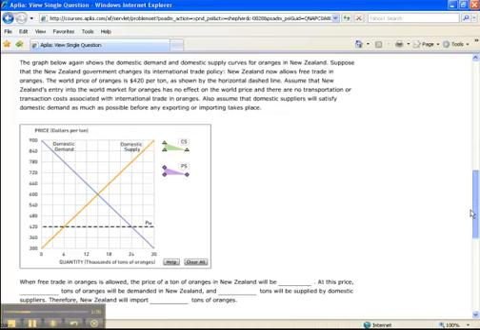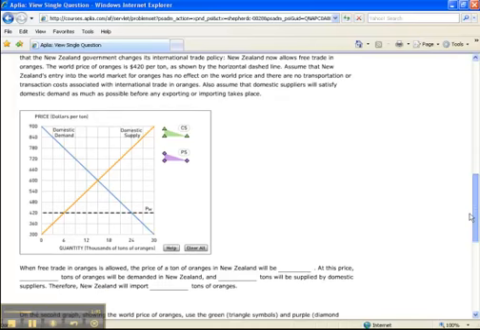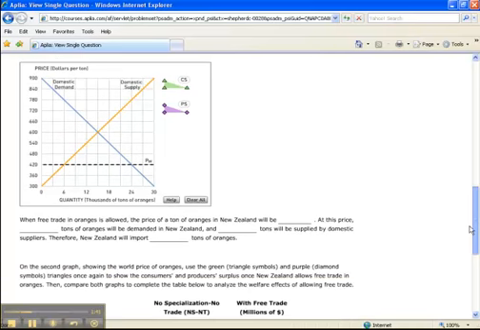Alright, then we go down, and the country of New Zealand now allows trade, and so the world trade price is now $420. So now if they allow trade, New Zealand's price for oranges will now be $420, what the world price is. At this price of $420, the quantity demanded is going to be 24,000. And if we follow this across, the quantity supplied is going to be 6,000.